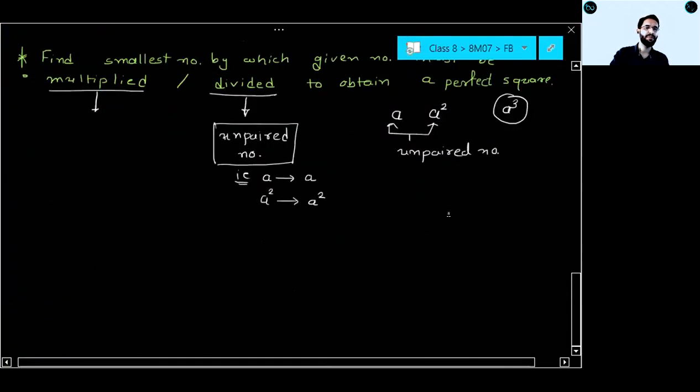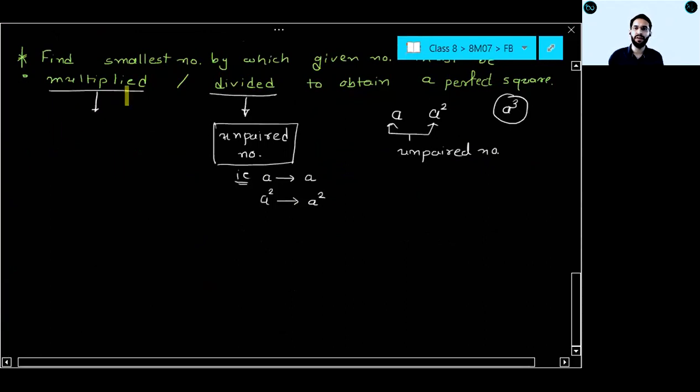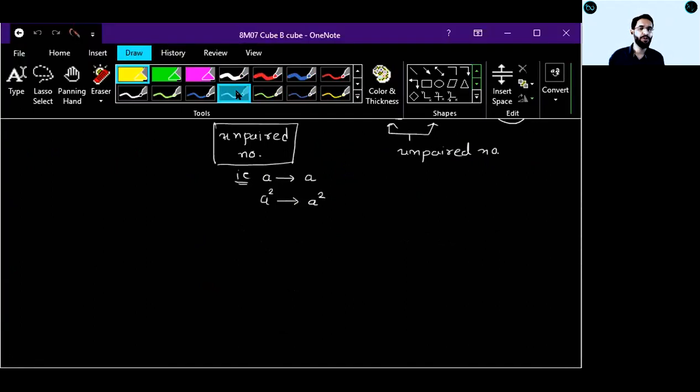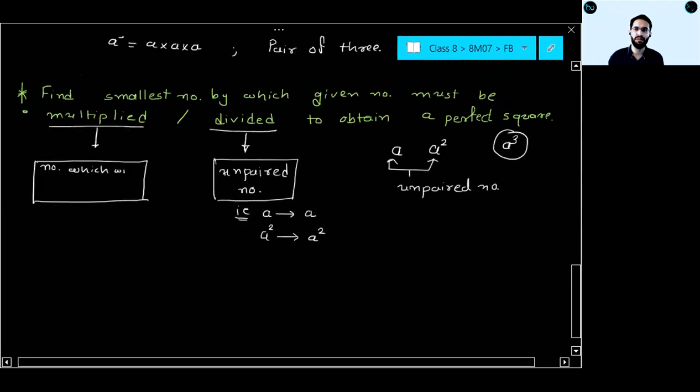So if it is a divided type of question, what should be your answer, students? The unpaired number directly, right? If a is your unpaired number, just divide that number by a. If a square is your unpaired number, just divide that number by a square. That's it. But if it is a multiplied type of question, then your answer will be different. Then you need to multiply with the number which can complete the pair. The number which will make the unpaired number a pair.